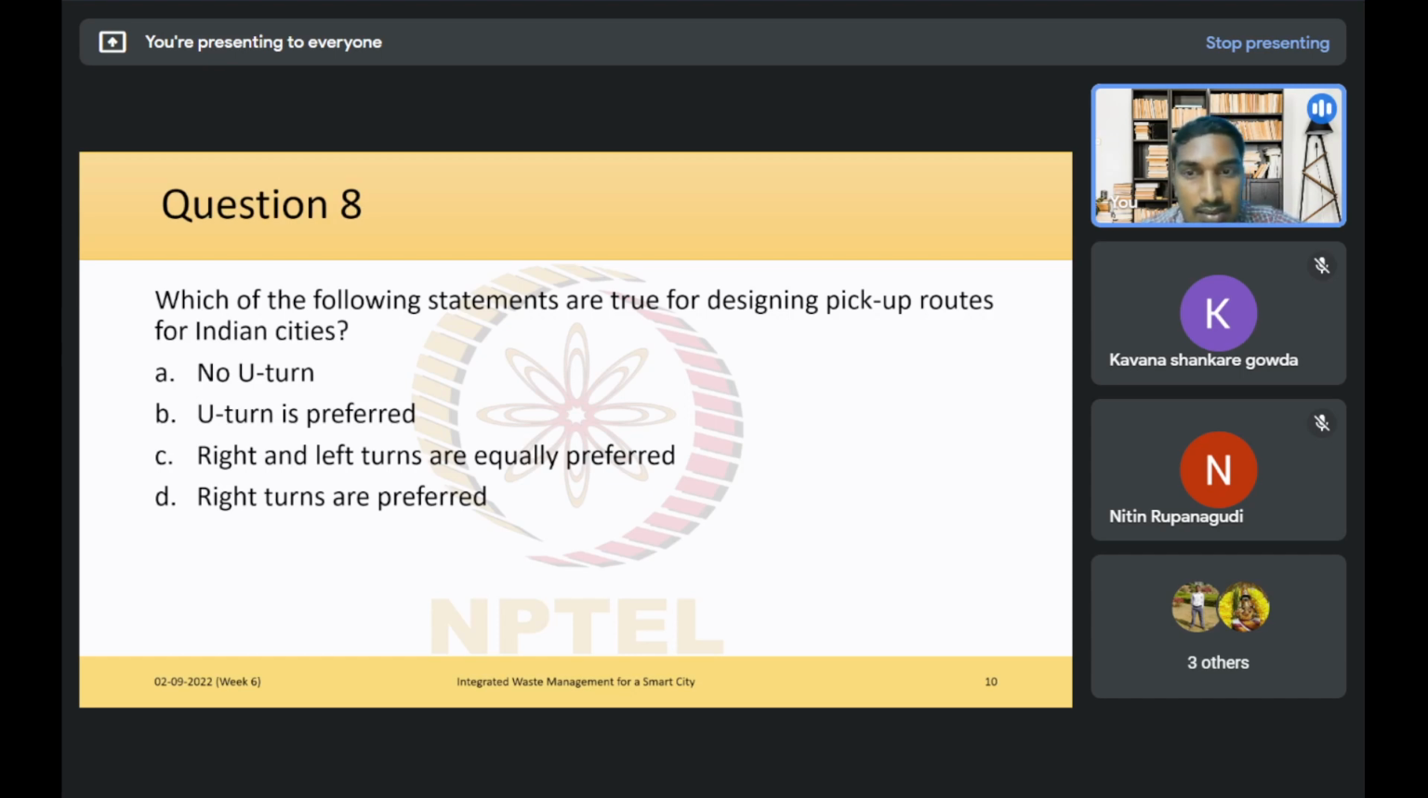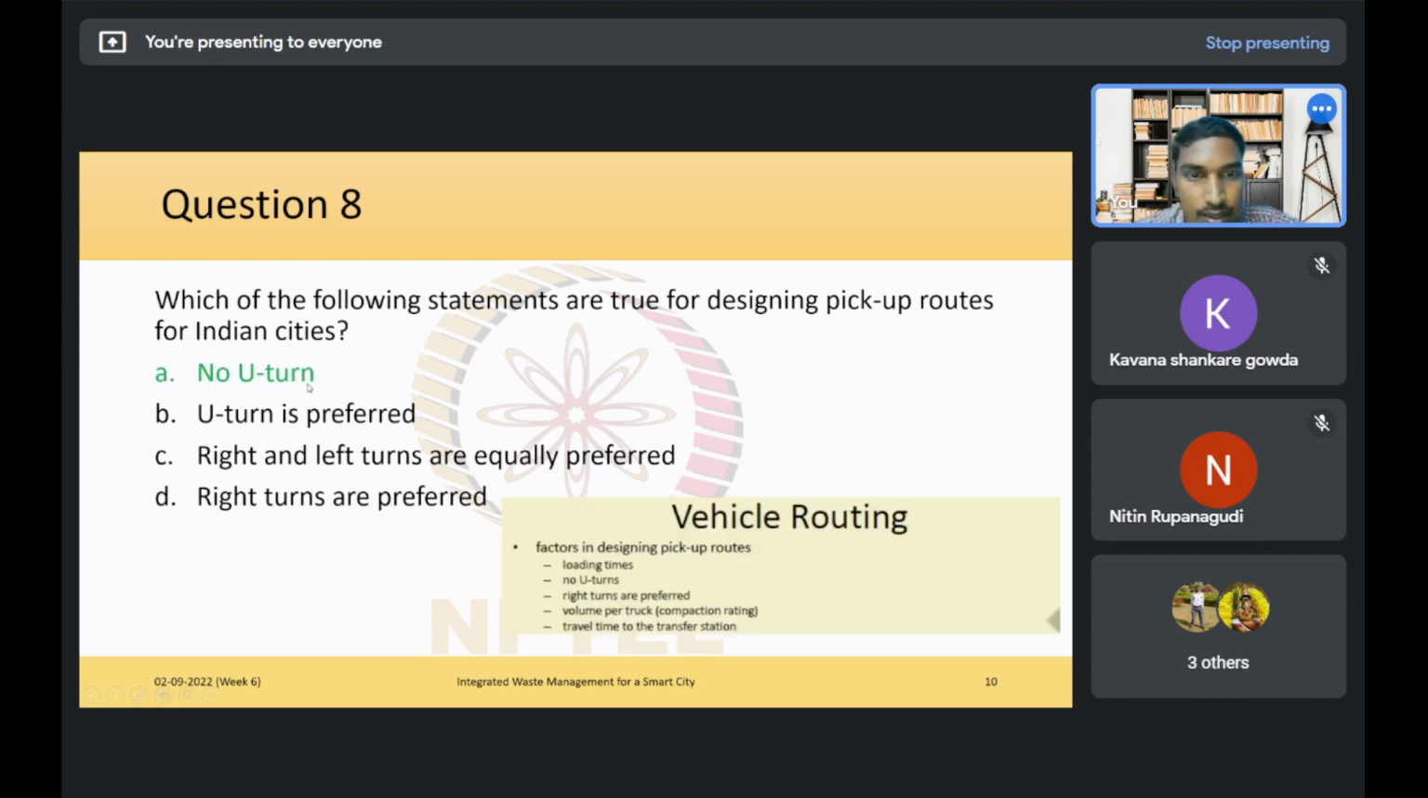So for them, it is the right turns which are easier than the left turns, right? But in our context, left turns are more preferred. Therefore, options B, C, and D are wrong, and only option A is correct, right? So we saw in the vehicle routing problem that we do not prefer U-turns. And here, though it is given that right turns are preferred, it is based on the US guidelines, which is for right-side driving traffic. Whereas the question here is about Indian cities, so left turns are preferred for us.